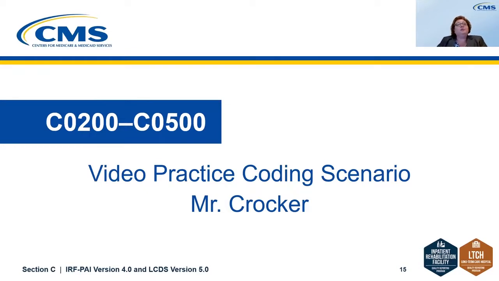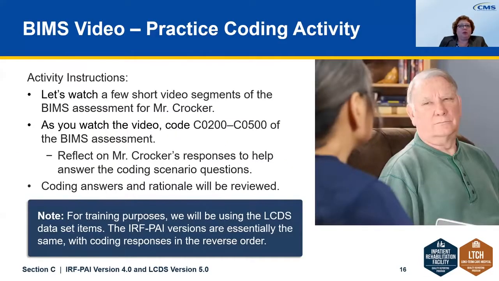Okie doke, so we're going to do something a little different here. We're going to do some practice coding for C0200 through C0500 using a video scenario. And this video scenario is for Mr. Crocker. So let's review these activity instructions. We'll start by watching a video segment of the BIMS assessment for a patient, Mr. Crocker. Then you will code the BIMS assessment using the Section C items found in the data set that I asked you to access. And as a friendly reminder, the Section C items are on page 7 for both the IRF-PAI and the LCDS.